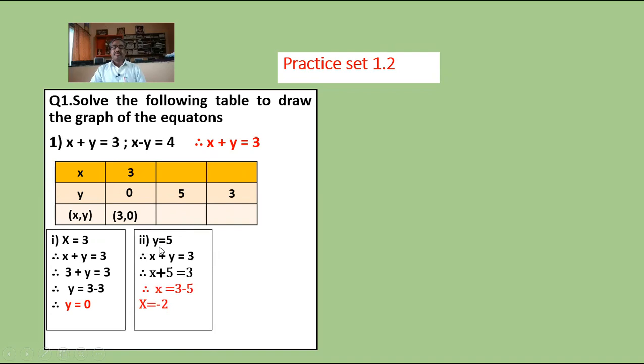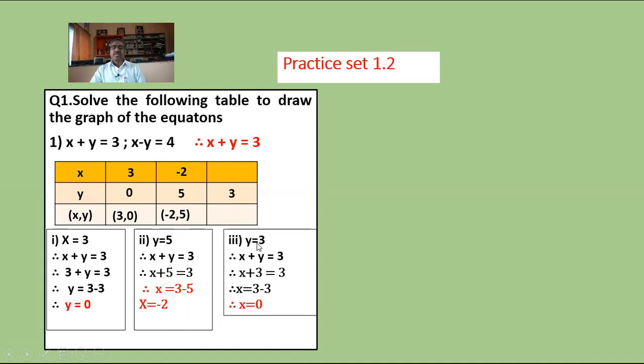Second, the coordinate for y is equal to 5. x plus y is equal to 3, x plus 5 is equal to 3. 5 goes on the RHS, then we get minus, therefore x is equal to 3 minus 5 is equal to minus 2. When y is equal to 5, then we get x is equal to minus 2 and the coordinate is (minus 2, 5).